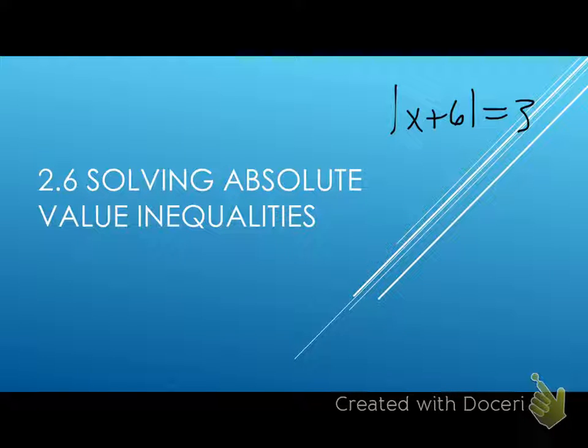Now, after my absolute value is by itself, what did I need to check? The C value. I have to see if my C value is greater than or equal to 0 or less than 0. If it's greater than or equal to 0, I can set up my two equations. If it's less than 0, it's automatically no solution because the absolute value cannot equal a negative. Is my C value greater than or equal to 0 or less than 0? Greater than or equal to.